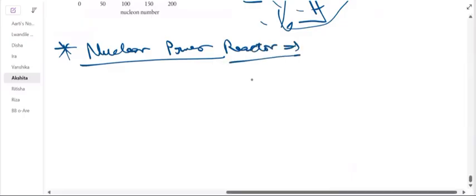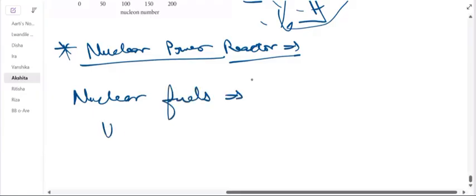Okay, let's have a look over there also. So what is nuclear power? Nuclear power is obviously calculated in MeV. Energies are calculated in this. Okay. So we have some nuclear fuels. That is nothing but you can say uranium.